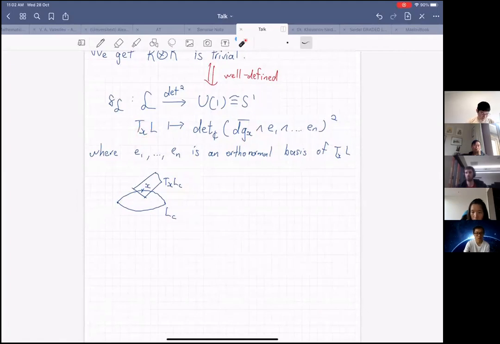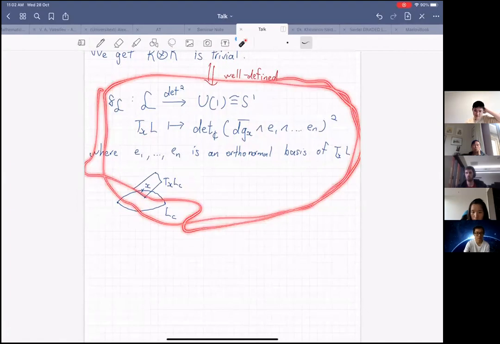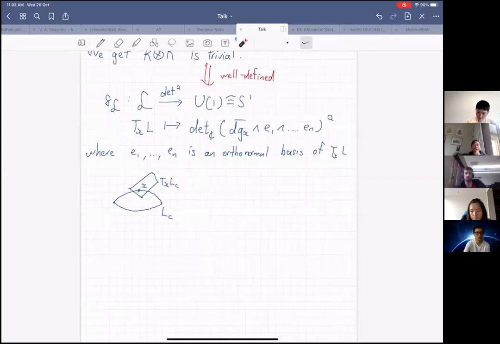But in a moment I will do a very explicit calculation using this to show how this is being used. Okay. Any question up to here? If not, then we continue.